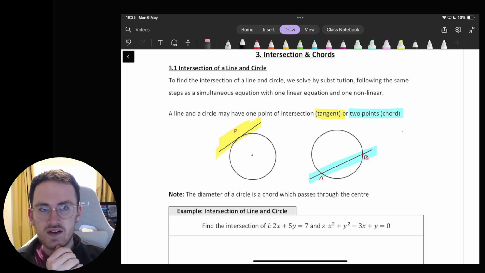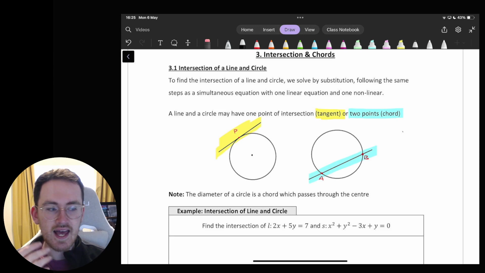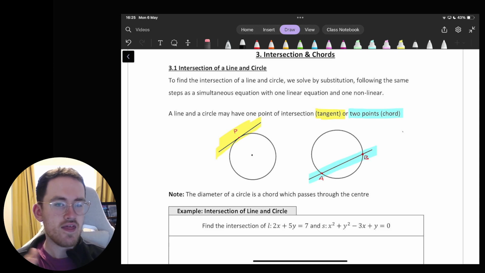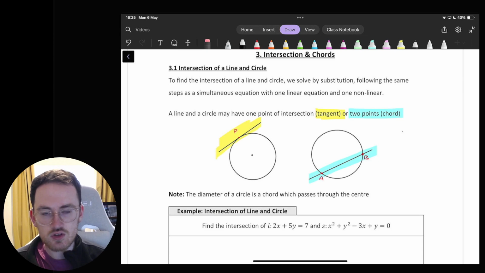So when we're looking at points of intersection, one of the first things we can be asked to find is the point of intersection. Is this line a tangent? Is it a chord? One way we do this is to look at the number of points of intersection that we get, and from that deduce whether it's a tangent, a chord, or whether it does not touch the circle at all. If there are no real points of intersection, then it doesn't intersect the circle at any point.